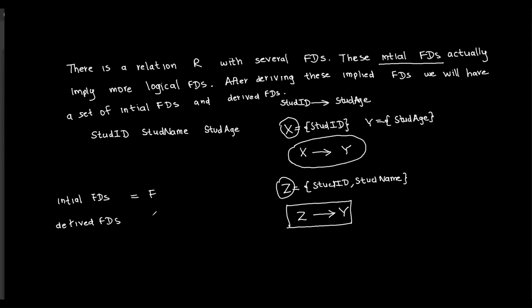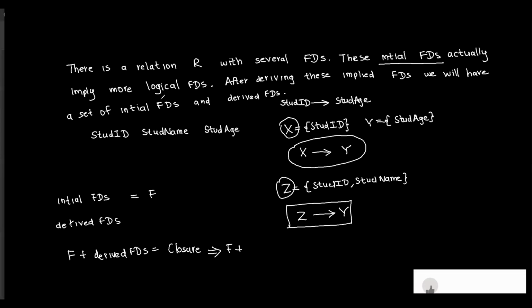Different FDs into sets. So if you add these two, F plus derived FDs, you will be left with another set of FDs, and that set is called the closure. And the notation for closure is F plus. Okay, so from a given set of FDs, F, you can derive FDs, and the total union of derived FDs as well as initial FDs is called the closure, and that is named F plus.